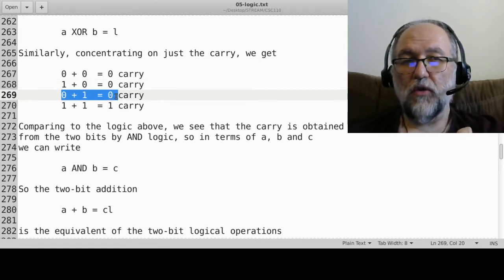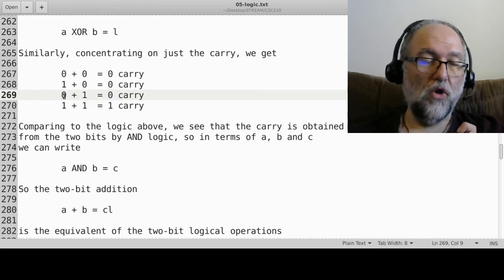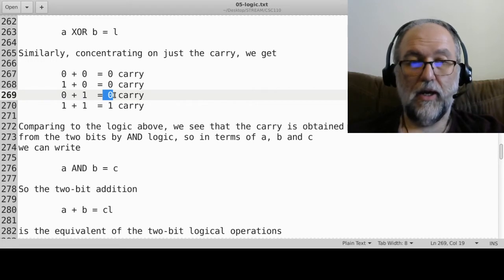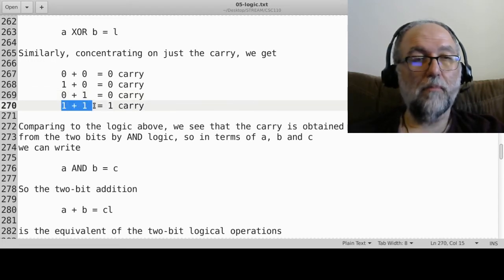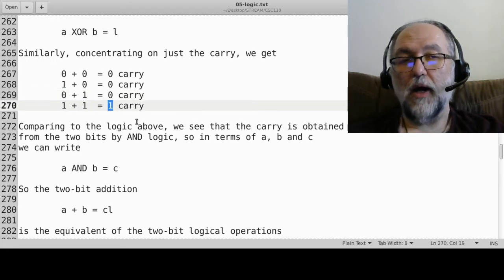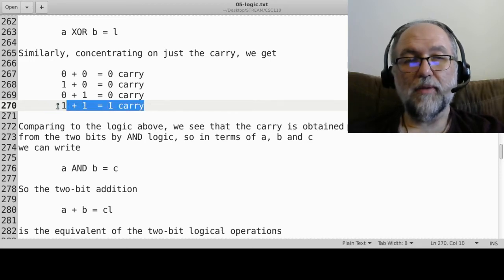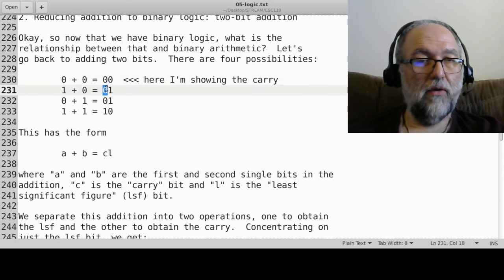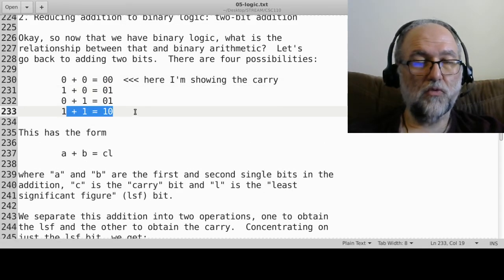0 plus 1 is equal to 1, carry 0, so you get a carry of 0. 1 plus 1 is equal to 0, carry 1. In other words, the only time you get a carry is when you add 1 plus 1. And you can see that above here. Go back to the original addition. There's no carry unless you're doing 1 plus 1.